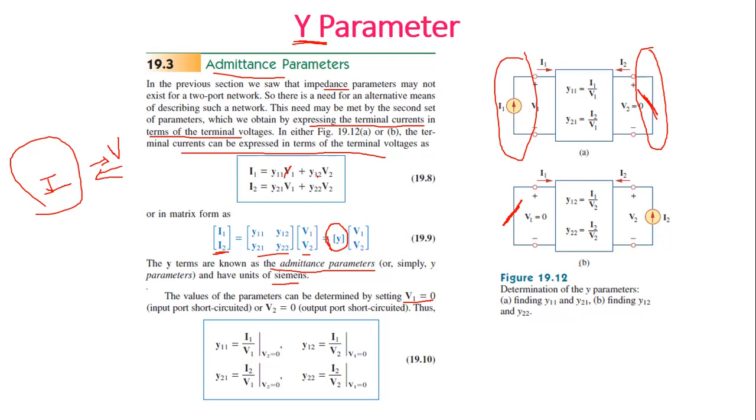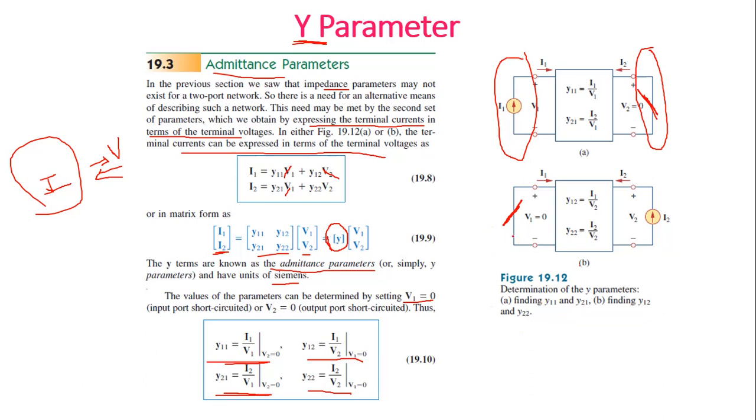If V1 is equal to 0, what happens? I1 will be equal to Y12 V2. So Y12 can be written as I1 by V2. Similarly, substituting V1 equal to 0 in the second equation, we get Y22 equal to I2 by V2. If it is the other way around, that is, if V2 is equal to 0, then we get Y11 equal to I1 by V1. Similarly, Y21 is equal to I2 by V1.